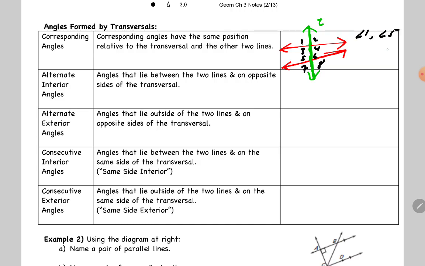So angle 1 and angle 5 are corresponding. Angle 2 is in the top right, so the top right of the bottom intersection is angle 6. And then we have angle 3 and angle 7, and then angle 4 with angle 8.